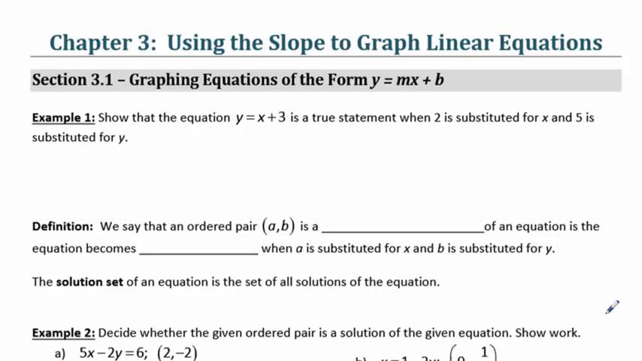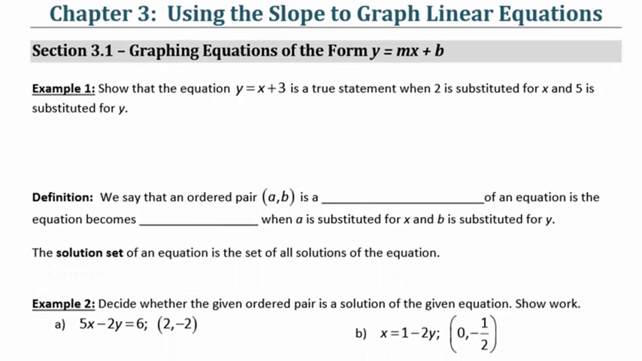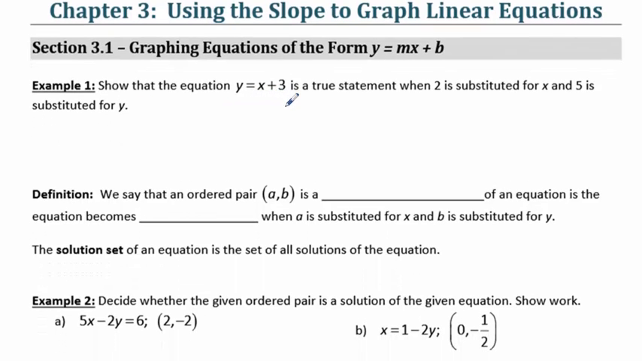Chapter 3, Section 3.1, it's on graphing lines of the form y equals mx plus b. So what we want to do first is show that the equation y equals x plus 3 is a true statement when 2 is substituted for x and 5 is substituted for y.